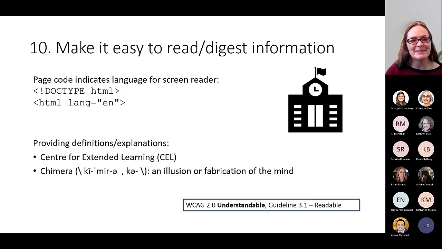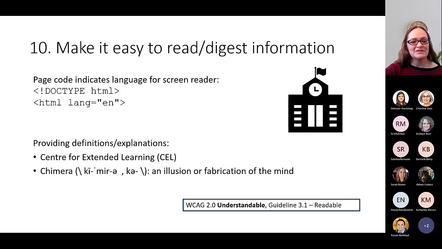And then this point is about making it easy to read and digest information. And part of this is that part of accessibility is supporting those who have cognitive disabilities. And also, again, keeping in mind the blind user we saw before, he is going through websites at a very rapid pace. The more that we can help make things easy for him to absorb, the better. So some of this is making sure that we've coded the page correctly. Have we coded the page so that a screen reader knows what language it is written in? Once the screen reader knows that, it can use that language to read it aloud to a user.